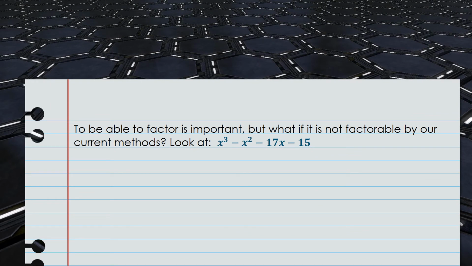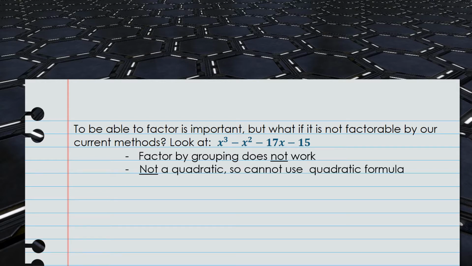Now, to be able to factor is important, but what if something is not factorable by our current methods? Let's look at x to the third minus x squared minus 17x minus 15. Notice we cannot do the AC method of factoring. Factor by grouping would not work in this case. And since it's not a quadratic, we cannot use the quadratic formula. So what do we do?